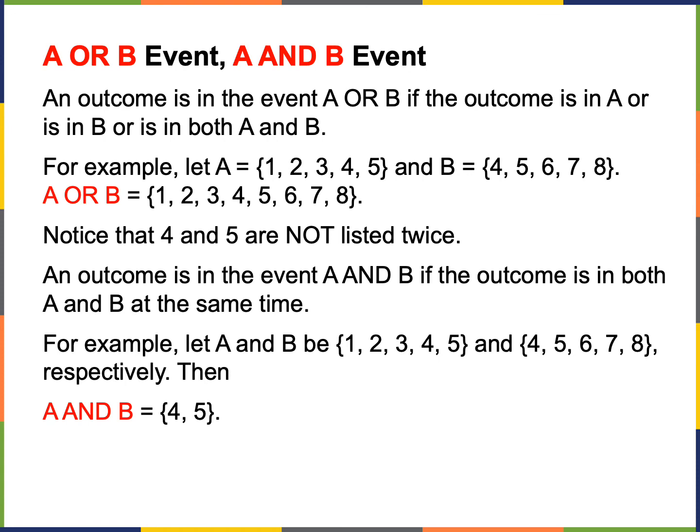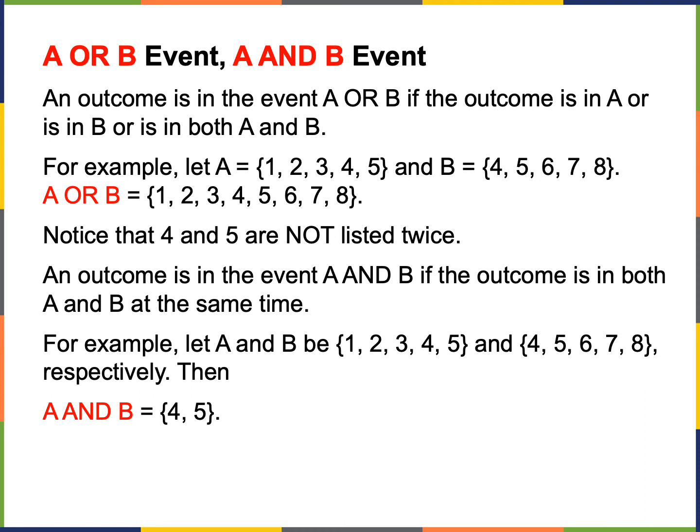So let me talk about what these 2 things mean. When you say an outcome is in A or B, it means that the outcome could be in A or in B, or it could be in both A and B. So let's say, for instance, suppose A consists of the numbers 1, 2, 3, 4, 5, and B consists of 4, 5, 6, 7, 8. Then A or B, or A union B, would be everybody invited to the party. Union is the same thing as saying or. It's everybody, except you don't have to list it twice. So every single possible outcome is here, 1 through 8.